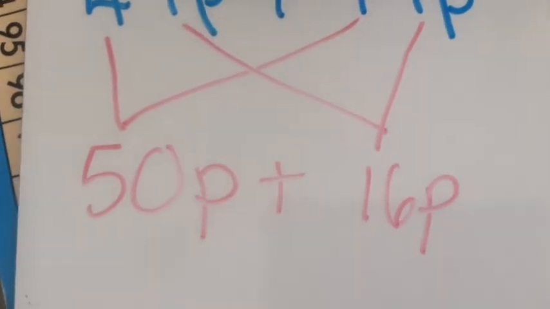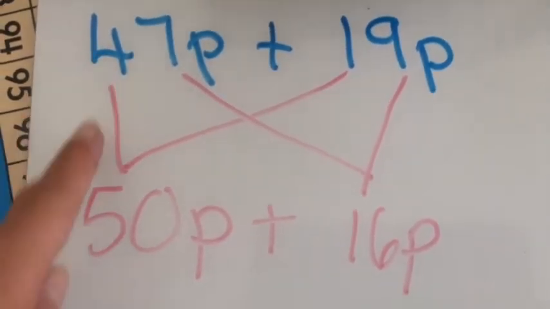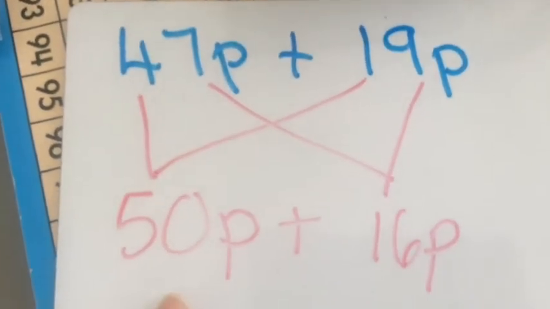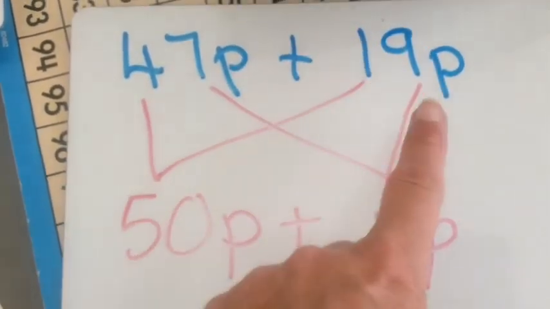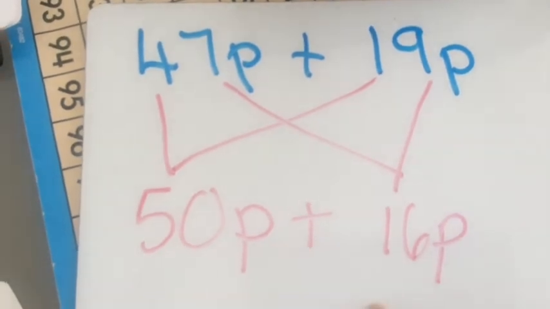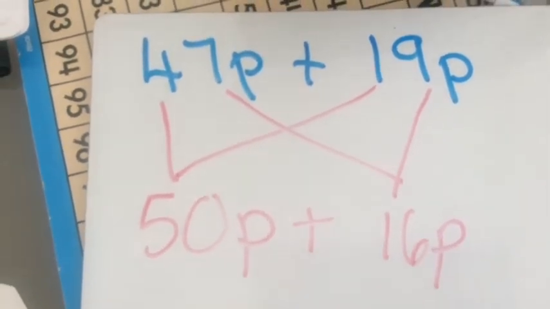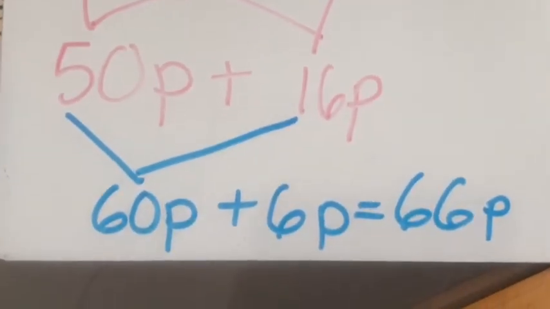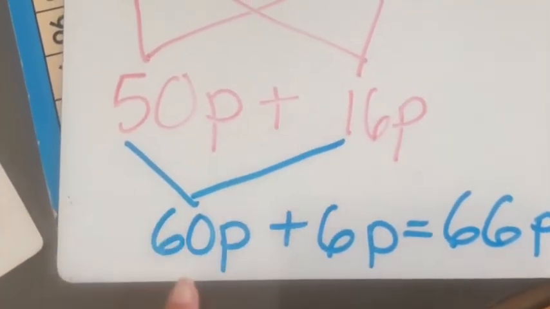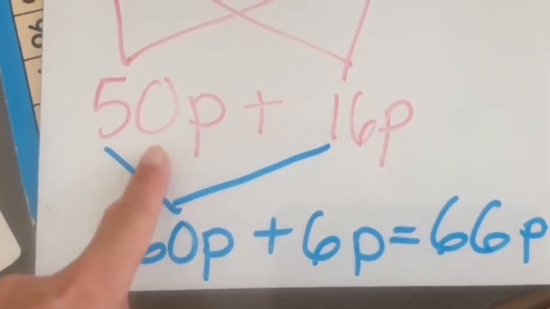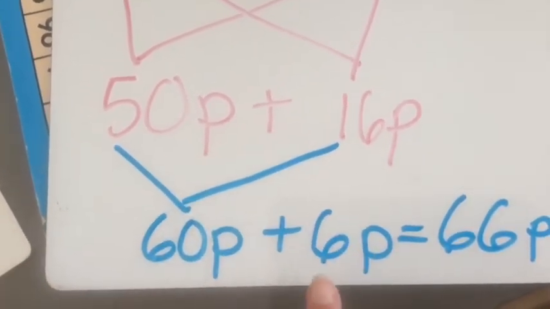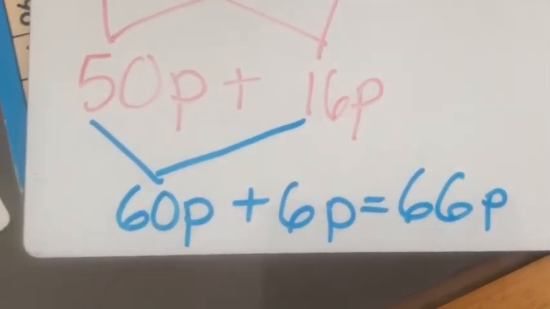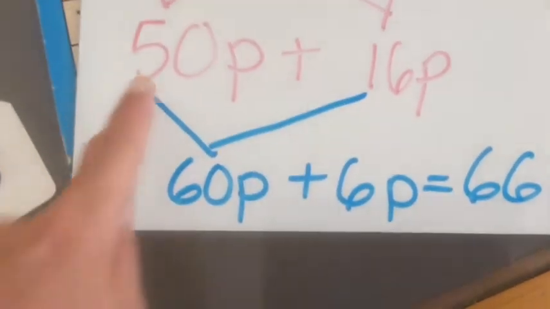Well, I partitioned and added up the tens first. 40 and 10 is 50p. Then I added up my units. 7p and 9p gives me 16p. And we made another sum that we could partition and recombine. Look, 50p and 10p gives you the 60p. 0 pennies add 6 pennies, 6 pennies. Recombine to give you 66. There are other ways of doing it, of course.